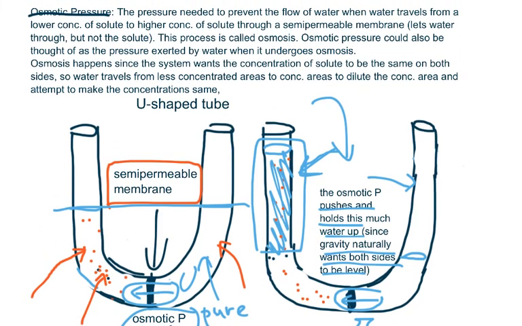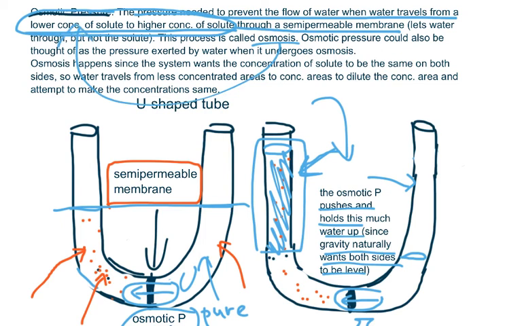So, now let's read the explanation for what this is. The pressure needed to prevent the flow of water when water travels from a lower concentration to a higher concentration of a solute through a semi-permeable membrane is the osmotic pressure. The process in which water travels from a lower concentration to a higher concentration of solute is called osmosis, hence osmotic pressure. You might have heard of osmosis in your biology class when learning about red blood cells, for example. Osmotic pressure could also be thought of as the pressure exerted by water when it undergoes osmosis, as shown in the images.